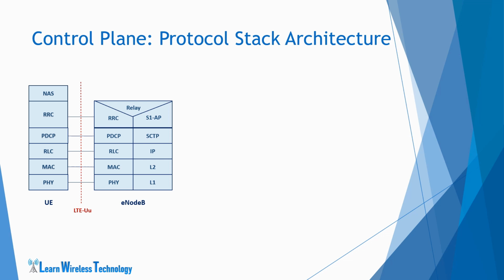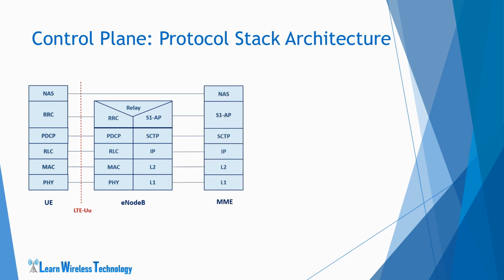As you can see here, there is no NAS layer present in eNodeB. Hence, the NAS layer of UE communicates directly with the NAS layer of MME. This is the protocol stack between eNodeB and MME, with the protocol layers terminating at their corresponding peer entities. And S1-MME is the interface between them.